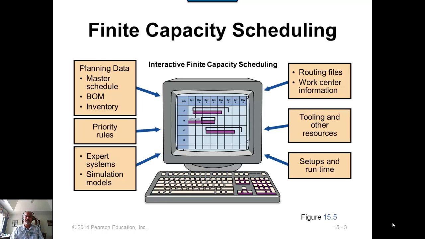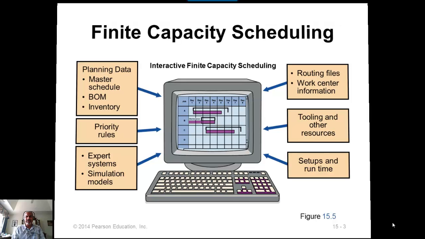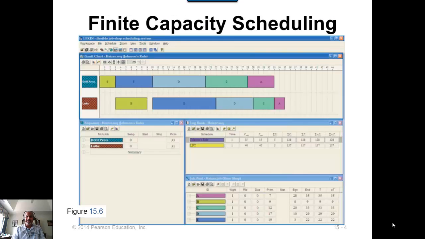So this is a schema for interactive finite scheduling, and here is a screen from finite capacity scheduling software where you can drag and drop one job here or one job there and see what effect it will have on the entire shop floor.